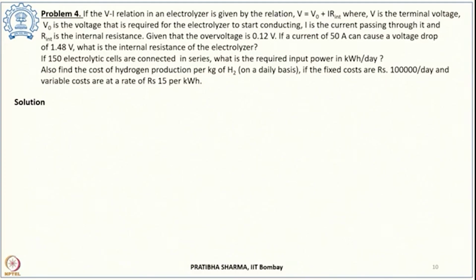So, let us try to attempt that. Now, it is given that V is equal to V naught plus I R, and R is the internal resistance. Now, V naught we have to find out. V naught is 1.23, that is the reversible cell voltage, plus the over voltage, and the over voltage in the problem is given as 0.12 volt. So, that is 1.23 plus 0.12, that makes it 1.35 volt.